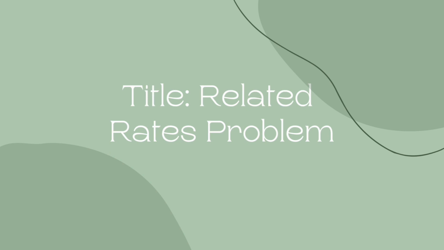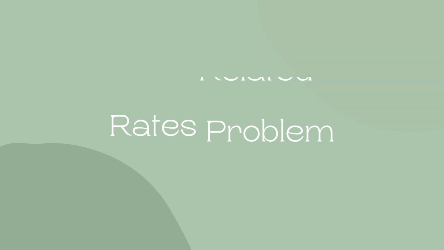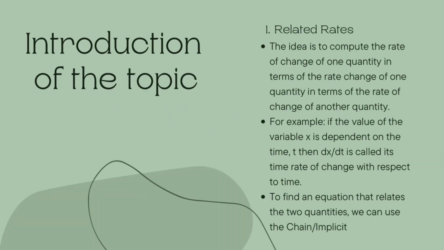Hi, I'm Lia. I'm going to introduce this topic. First is related rates. The idea is to compute the rate of change of one quantity in terms of the rate of change of another quantity. For example, if the value of the variable x is dependent on the time t, then dx over dt is called its time rate of change with respect to time. To find an equation that relates the two quantities, we can use the chain or implicit rule.